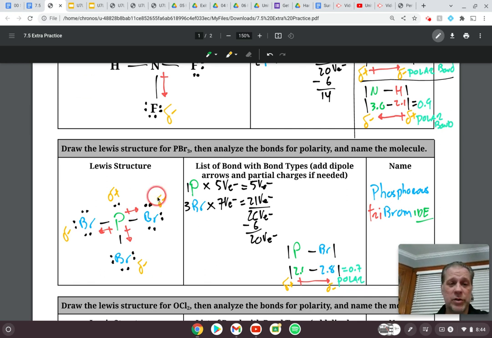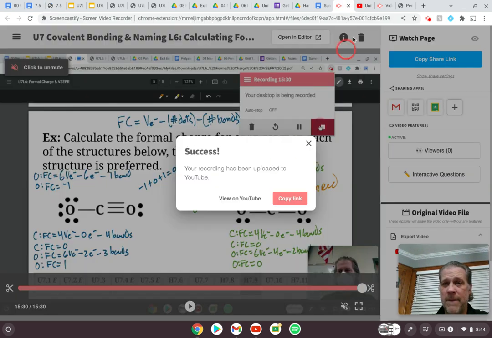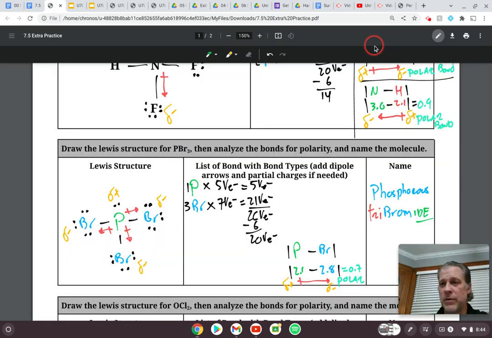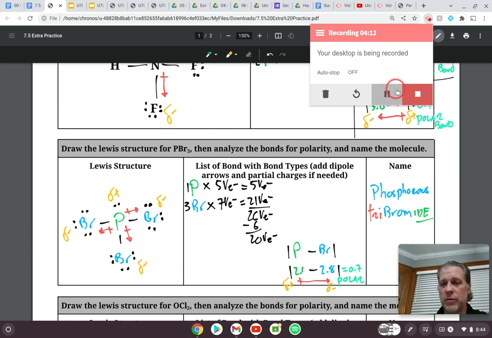So that is the solution for the second practice problem. Hopefully that helps if you had any questions.